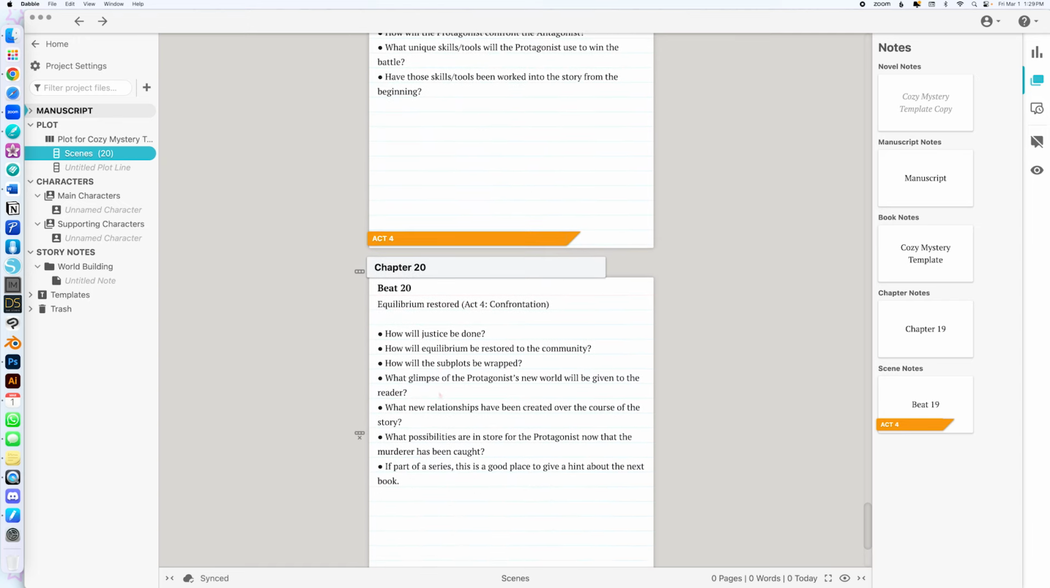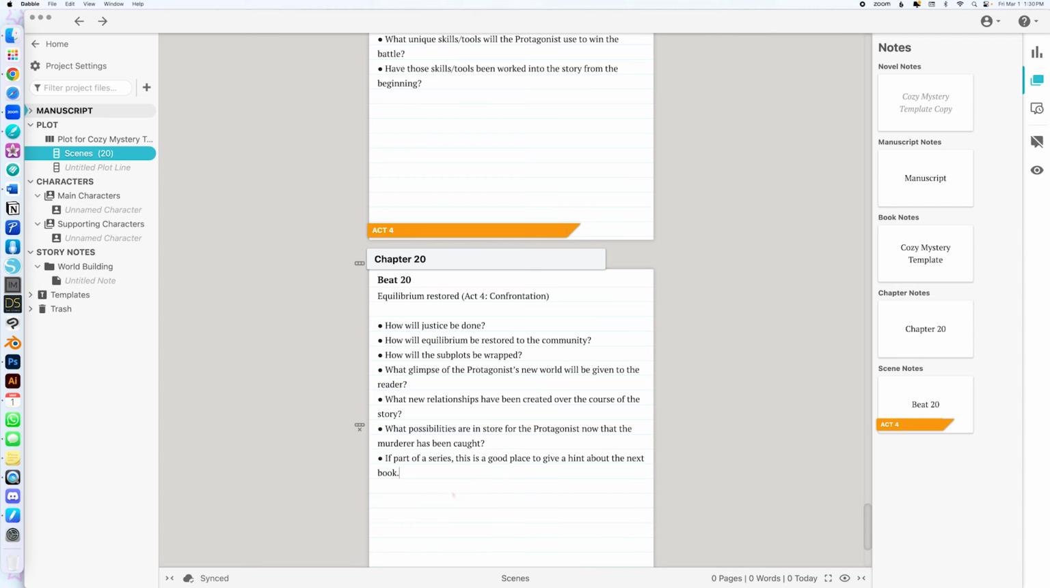And then the last beat is equilibrium restored, which is the justice part, right? So how will justice be done? How will equilibrium be restored to the community? How will the subplots be wrapped up? What glimpse of the protagonist's new world will be given to the reader? What new relationships have been created over the course of the story? What possibilities are in store for the protagonist now that the murderer has been caught? And if this is part of a series, this is a good place to give a hint about the next book. So this here is basically your end cap to the whole story.